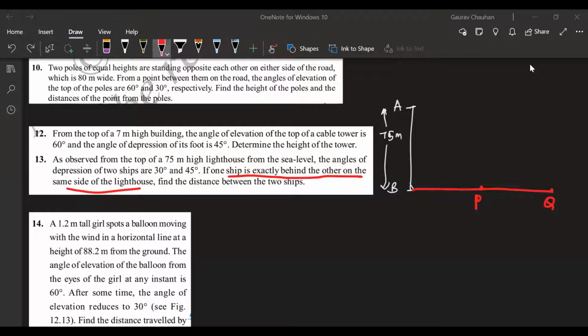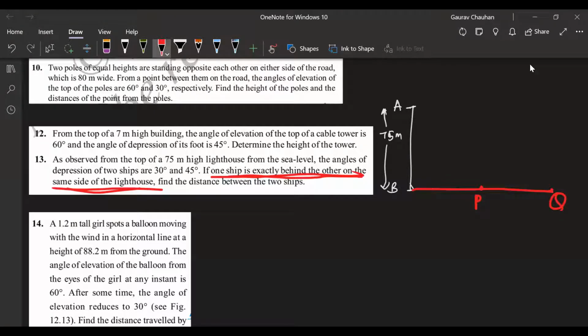So when you are sitting in class, if G turns back, he will first see Nishchay, and then behind that, at the end of the class, he'll see Dikshit, right? That's the usual way when you sit. Now this is B, where G's position is. Okay, Hemant G is sitting here. This is Nishchay's position. This is Dikshit's position. That's what we mean by saying one ship is exactly behind the other on the same side of the lighthouse.